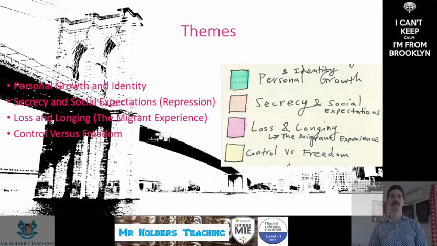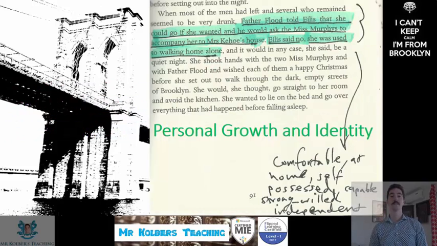And the last theme is control versus freedom. So there's 2 ends of the spectrum. Control is when the church or the men in her life or anyone decides what she does, and freedom is when she gets to make her own choices, her own decisions, and she actually has impact on the story and her own life. So you'll highlight these 2 different forms of control and freedom, the 2 opposite ends of the spectrum. So here's an example to get you started.